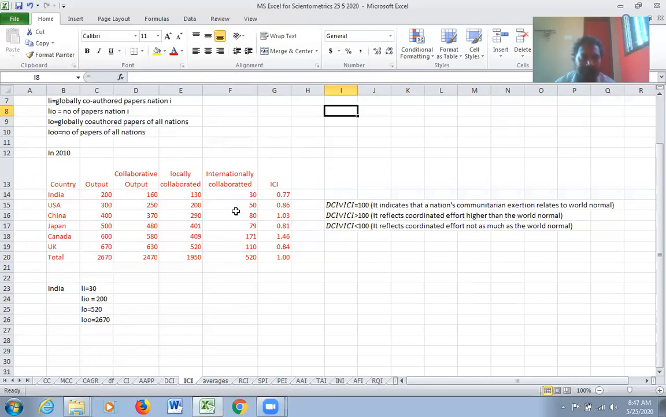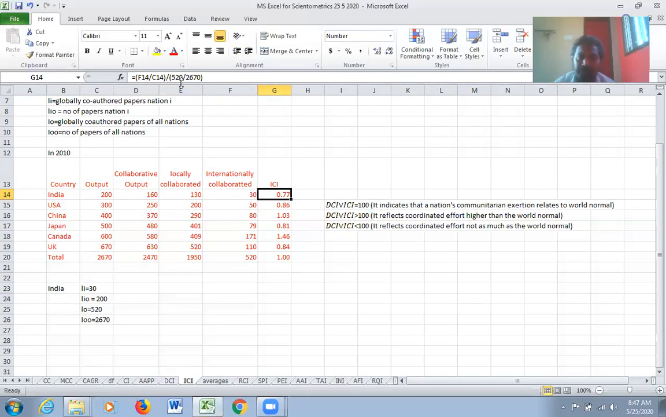Let us take an example. It is like India, total output is 200, collaborative output is 160, out of which 130 we have locally collaborated and 30 we have internationally collaborated. Now how to calculate ICI? F14, that means how many papers India has collaborated with other countries, 30, divided by C14. What is C14? Total output of India. How much? 200. So 30 divided by 200 is one portion.